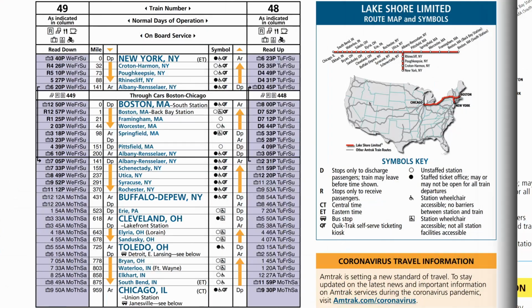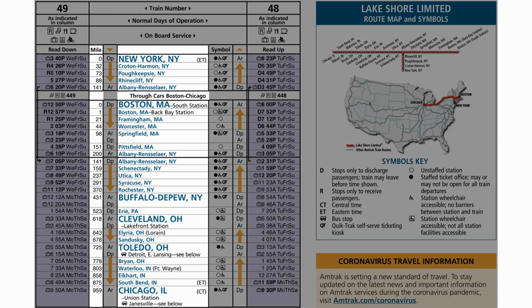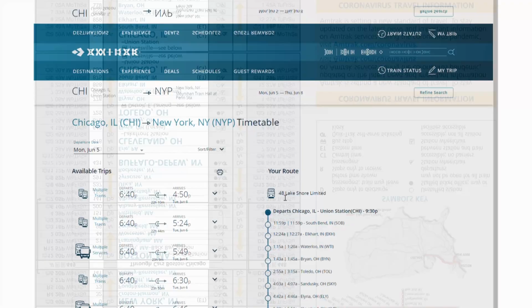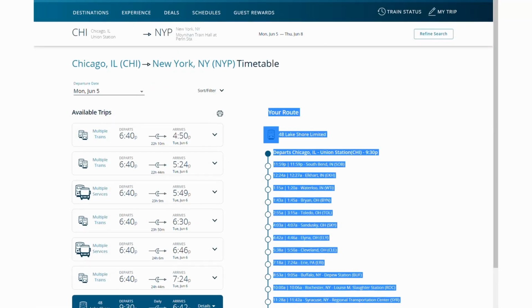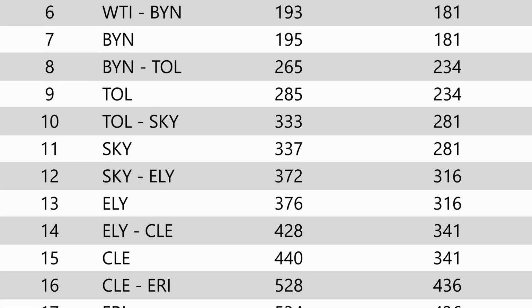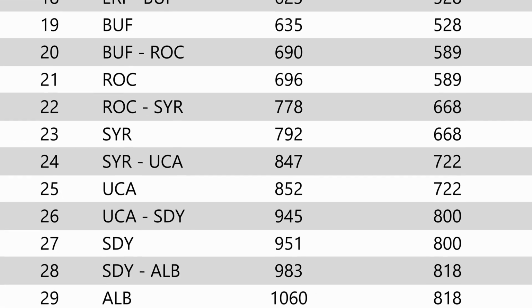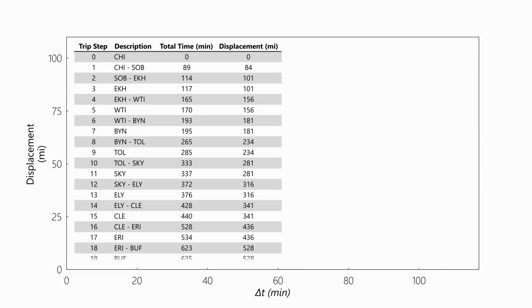We can use Amtrak's official train route pamphlet to determine the distance between each station. And then we can use the arrival and departure times posted by Amtrak on their website for the Lakeshore Limited route. Once we know the distance between each station and the time it takes the train to travel between stations, we're in business. Let's begin by plotting the train's displacement over time, delta t. And to simplify things, let's just consider the first 3 steps of the journey.